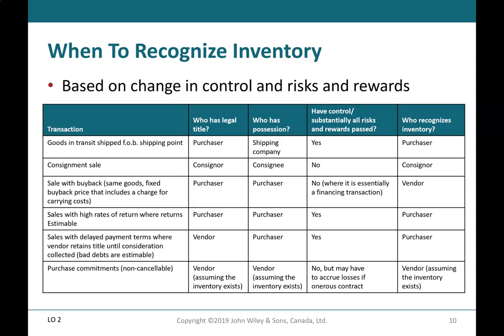Sales with high rates of return, where returns are estimable. Who has legal title? Purchaser. Who has possession? Purchaser. Have control, substantially all risks and rewards passed? Yes. Who recognizes inventory? Purchaser.